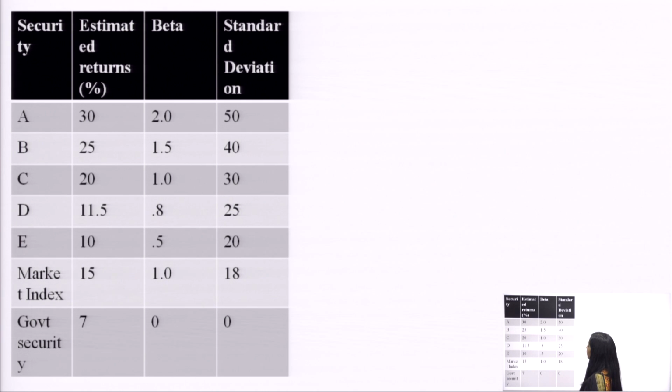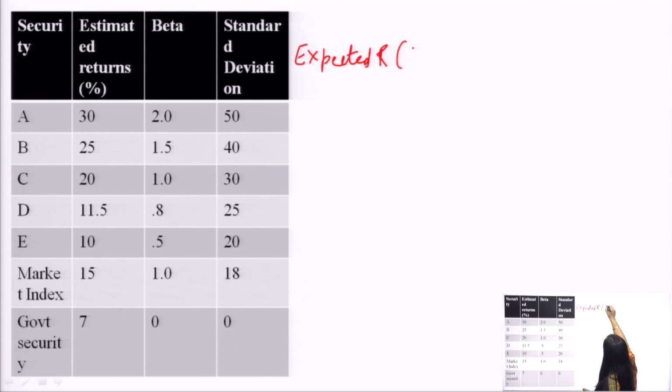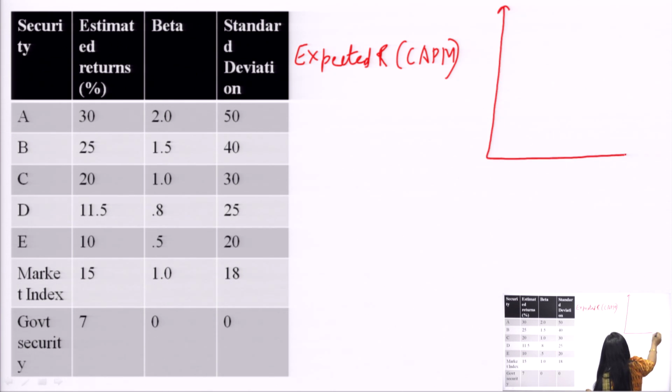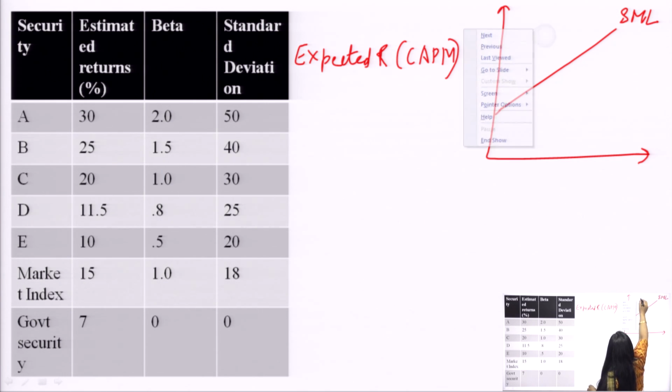This is being provided to us. We have to calculate expected return according to the CAPM model, means we want to find out whether these securities would lie on this SML line or not. So, if they lie above, we will say overpriced, and if they lie below, we will say underpriced.